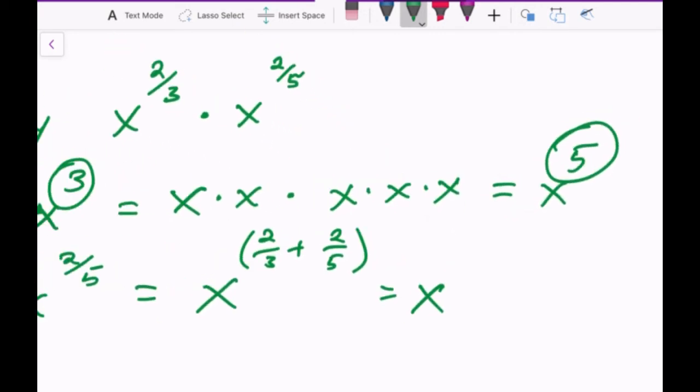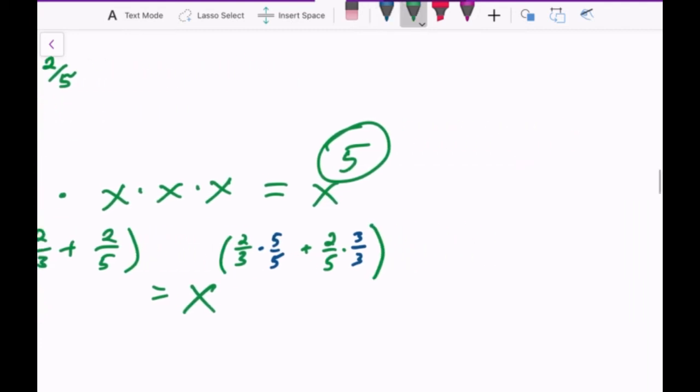So it's x to the 2/3 times 5/5 plus 2/5 times 3/3, so that we get a common denominator between those fractions, and I'll have 10/15 plus 6/15. So I can add those together and I get x to the 16/15.